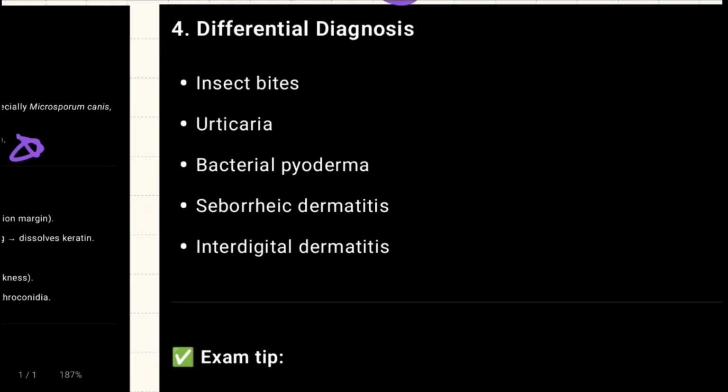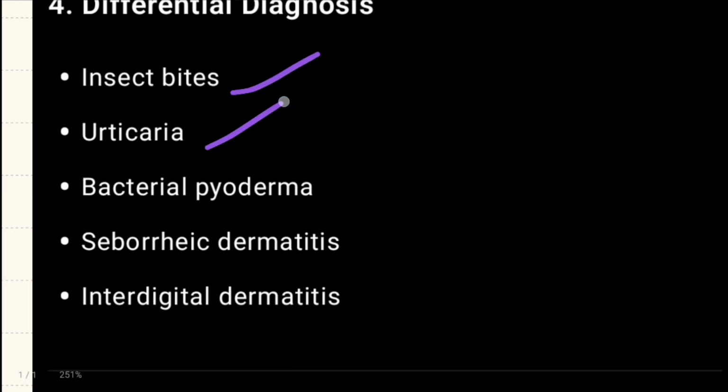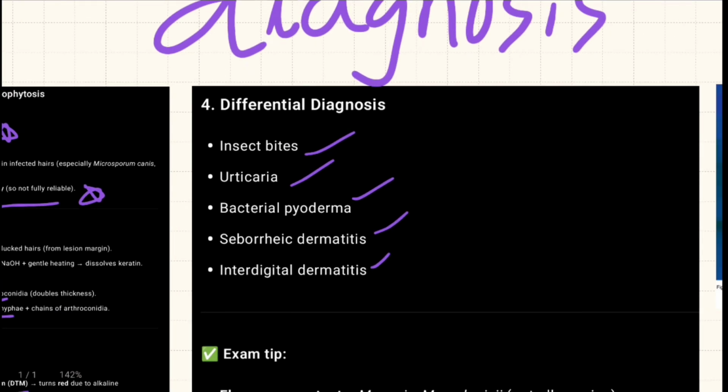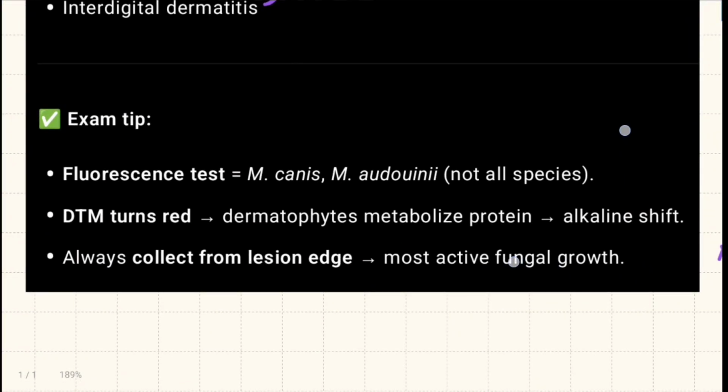Dermatophytosis has to be differentiated from insect bites, urticaria, some bacterial pyoderma, seborrheic dermatitis, and interdigital dermatitis. So one should have clarity when it comes to the diagnosis of dermatophytosis. Often the chances are very high that one tends to misdiagnose the disease, maybe as an insect bite, urticaria, bacterial pyoderma, and so on. So these are some important tips for exams.